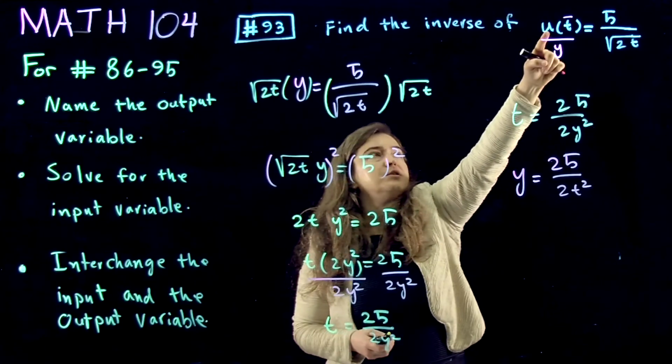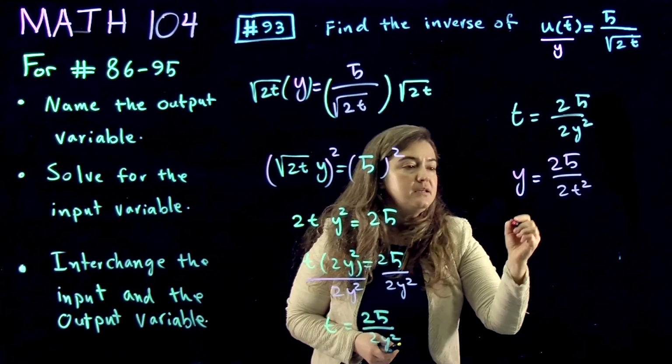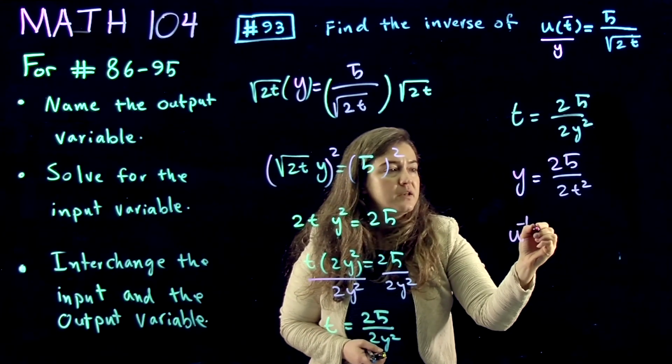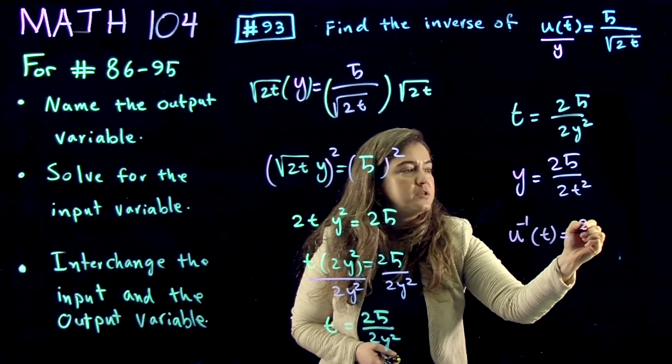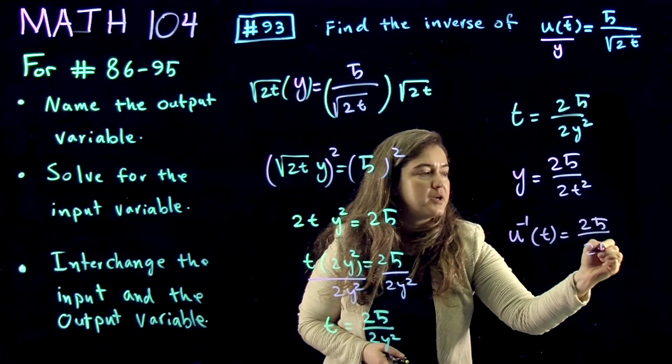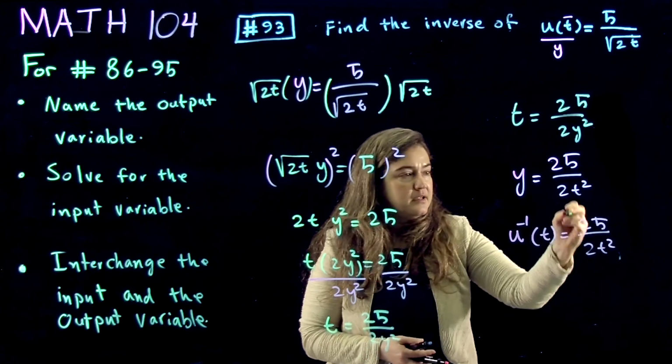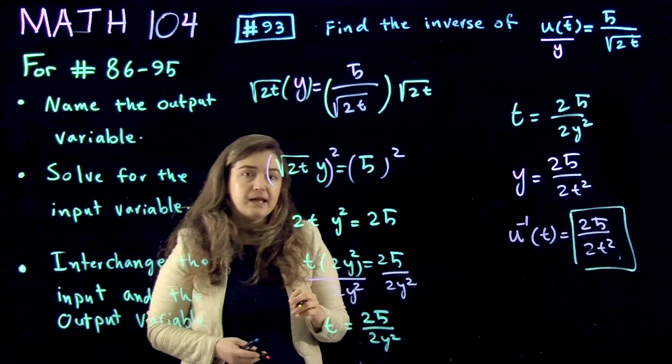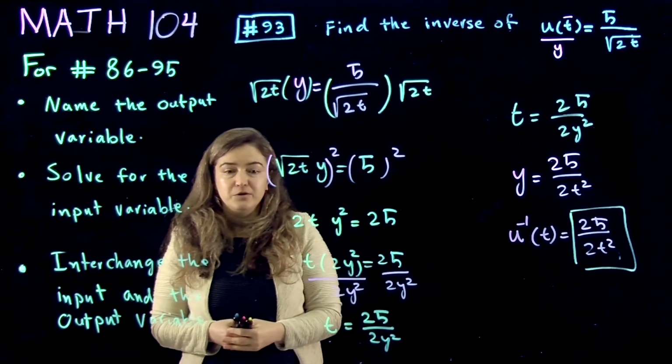Now, what was the original function u of t? So u inverse of t is going to be 25 divided by 2t squared. And this is the answer, and that's what you enter in your gateway exam.